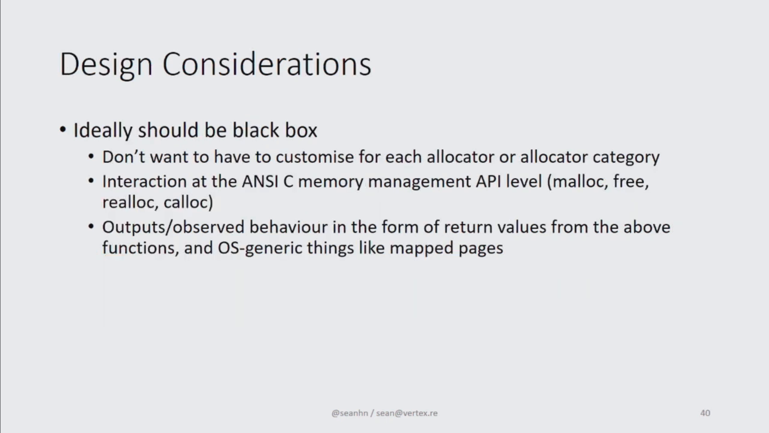So ideally, we'd like the search algorithm to be black box. We don't have to customize it to the internals of every new allocator we come across or every new version of an allocator. And we also don't really want to be adding new APIs to the allocator or that sort of thing. So ideally, what we want is something which only observes the allocator in the sense of return values that come from malloc, free, calloc, and realloc, and then OS generic things like, say, what pages are mapped and that sort of thing. And if we can do that, then we can work with any allocator effectively.